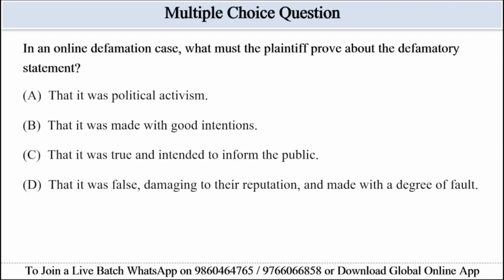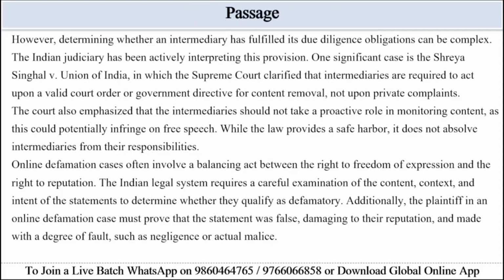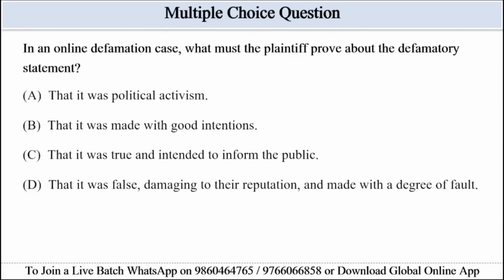Next question is, in an online defamation case, what must the plaintiff prove about the defamatory statement? So this question is asking for the specific element the plaintiff has to establish in such a case. The passage says the plaintiff must prove that the statement was false, damaging to their reputation and made with a degree of fault such as negligence or actual malice. So the option A, that it was political activism, the passage does not mention political activism as an element to be proved. In case of option B, that it was made with good intentions, the opposite is relevant, a degree of fault, negligence or malice, not good intentions.